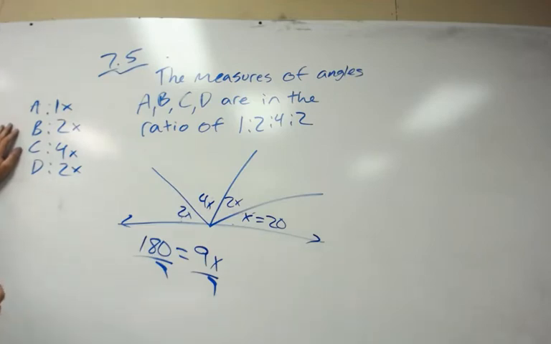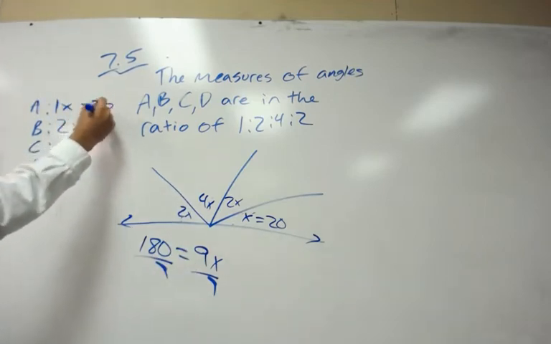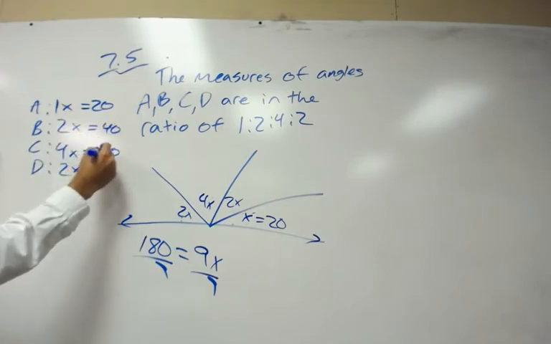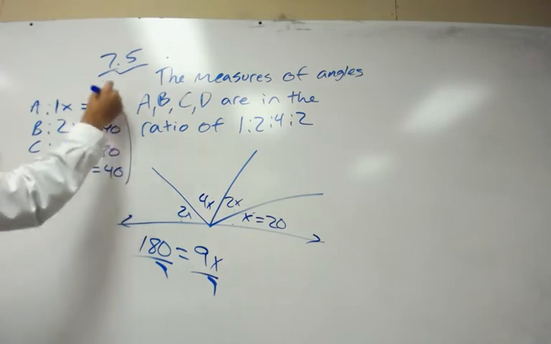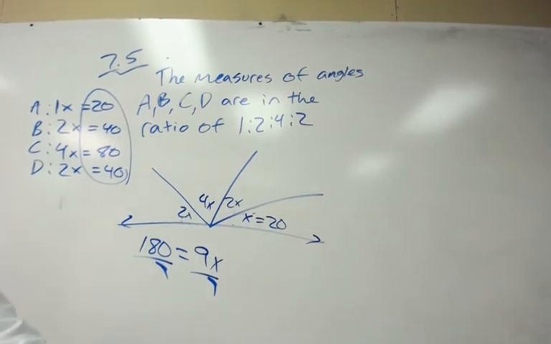So what do we find? A, B, C, D. So A is 20. B is 20 times 2, 40. C is 20 times 4, 80. D is 40. So those would be your answers. And yep, that's a little geometry throwback there. But that is the end of Lesson 7.